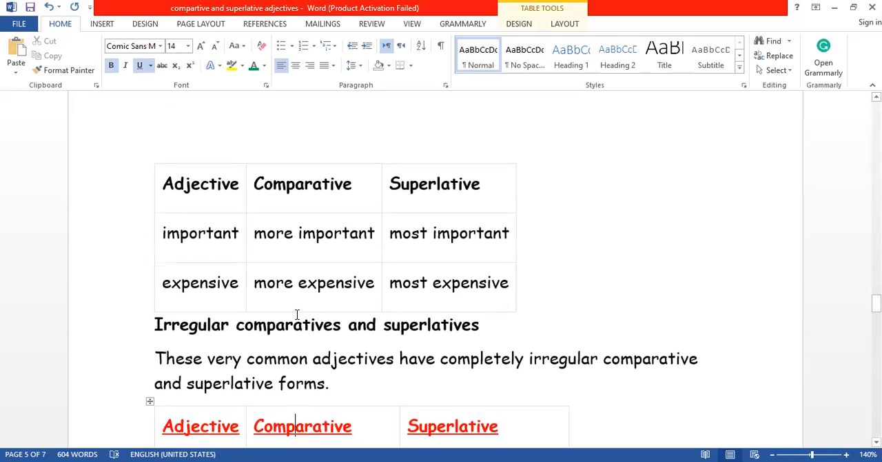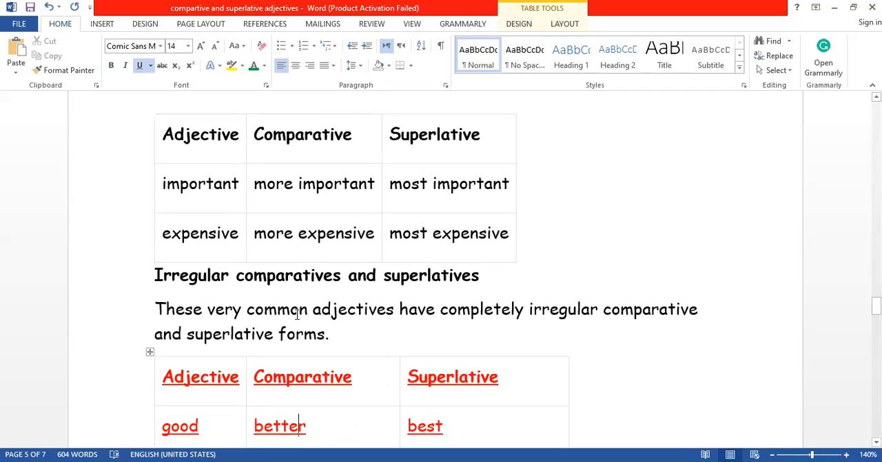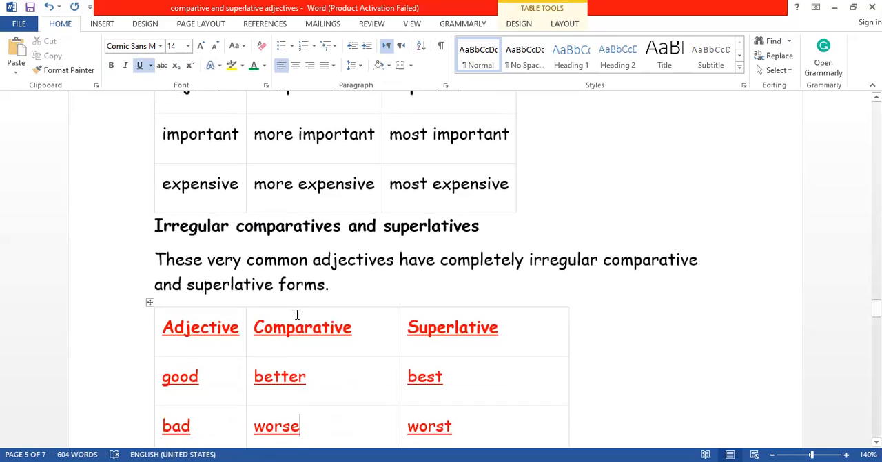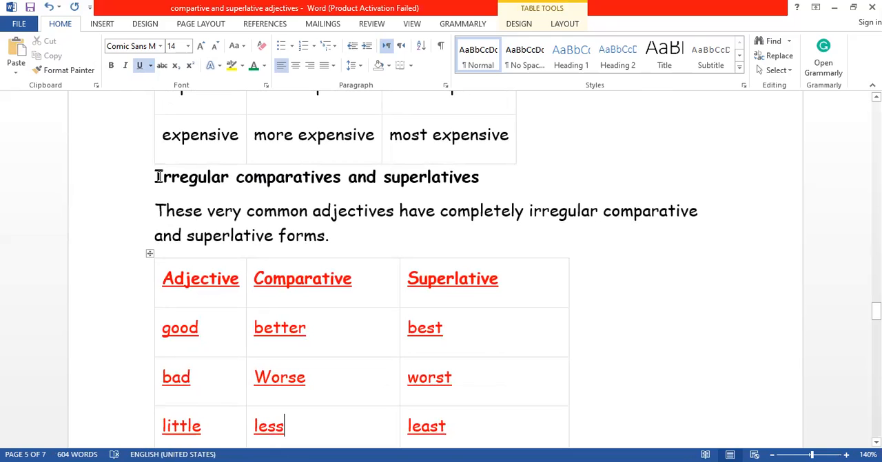And the same thing, we have irregular adjectives. This is the most important point that I want you to focus on. With regular adjectives, we add est, er sounds, or more, most before the adjective. But the irregular adjectives, these very common adjectives, have completely irregular comparative and superlative forms.